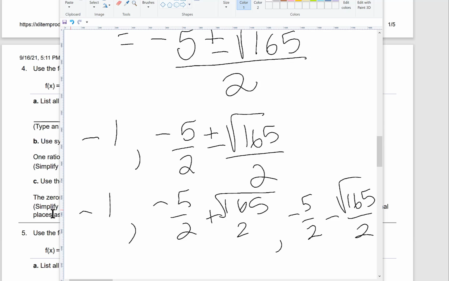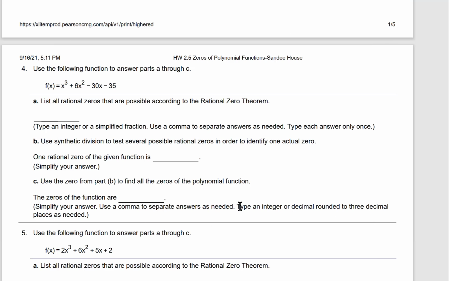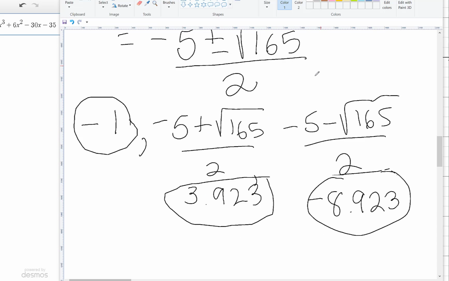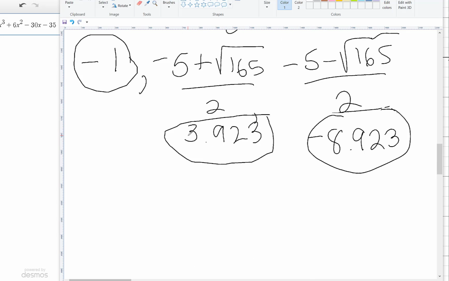Now I'm going to go back over here and notice what this says. You need to do a decimal rounded to 3 places. So we're not quite finished because we have to go back in here and get decimals for these. So once I do these 2 on the calculator, I end up with 3.923 and negative 8.923. Make sure that you do the entire numerator, get an answer, divide by 2.